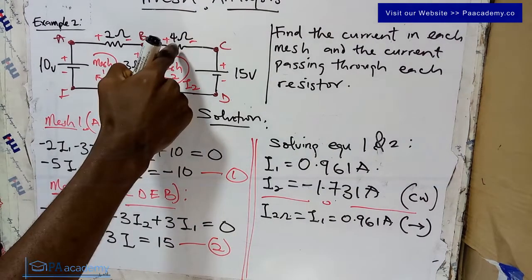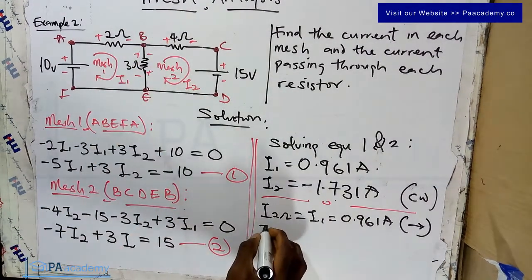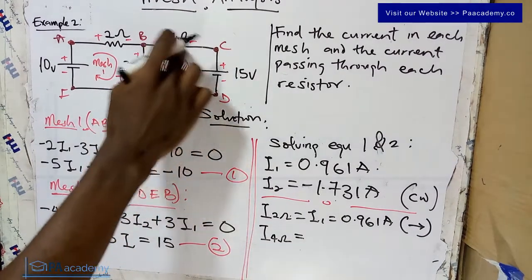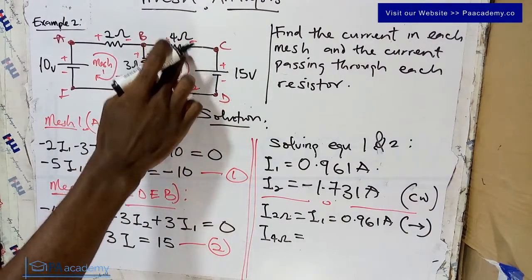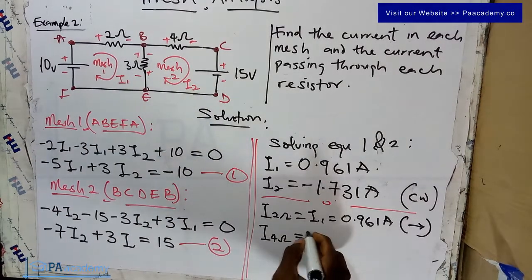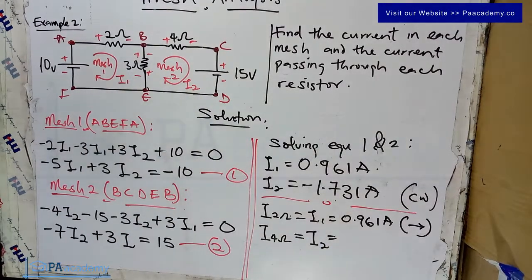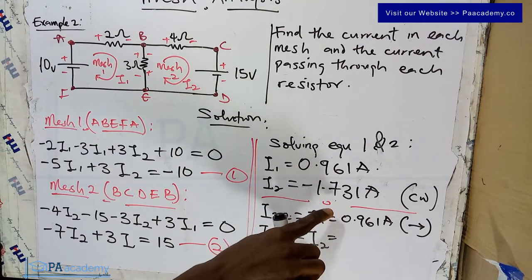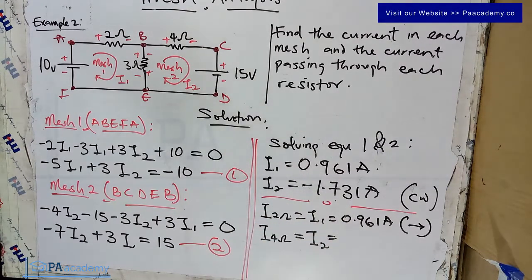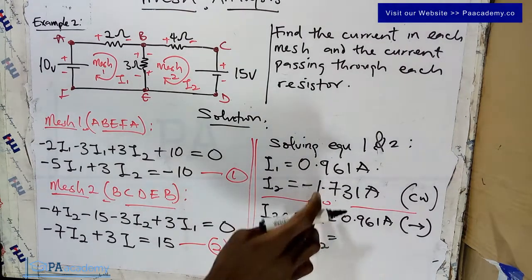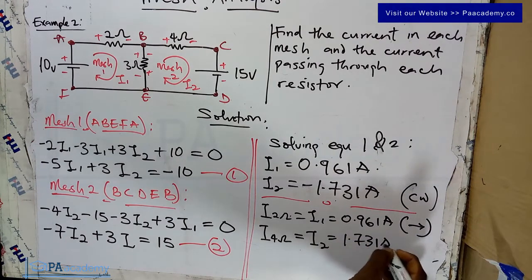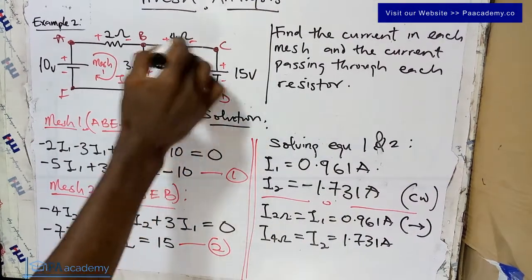So also let's do that of 4 ohms. So the current flowing through the 4 ohms resistor. If you look at it, the current flowing through the 4 ohm resistor is I2. And we've gotten our I2 to be minus 1.731 amperes. But we cannot indicate it as minus here, so we'll go ahead and write 1.731 amperes. Now, this is the direction that we picked.